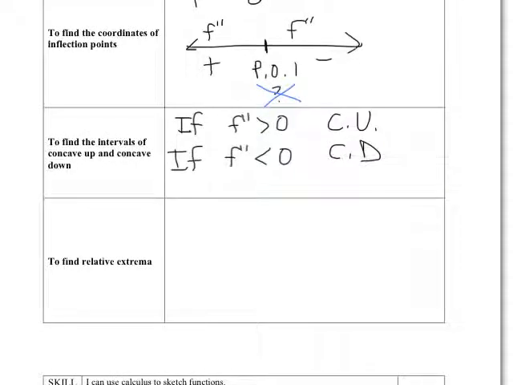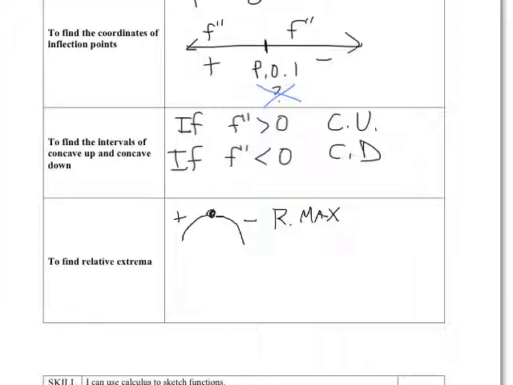And to find our relative extrema, there's actually a couple different approaches. The first derivative test tells us if f prime goes from positive to negative, then we have a relative max, or a local max. That's the first derivative test.